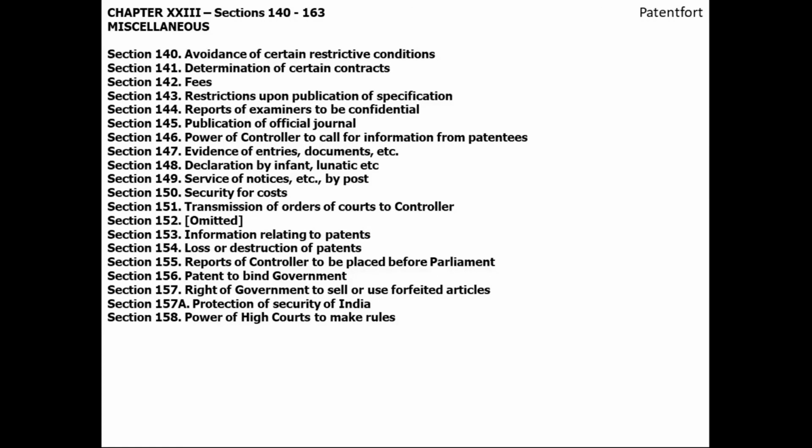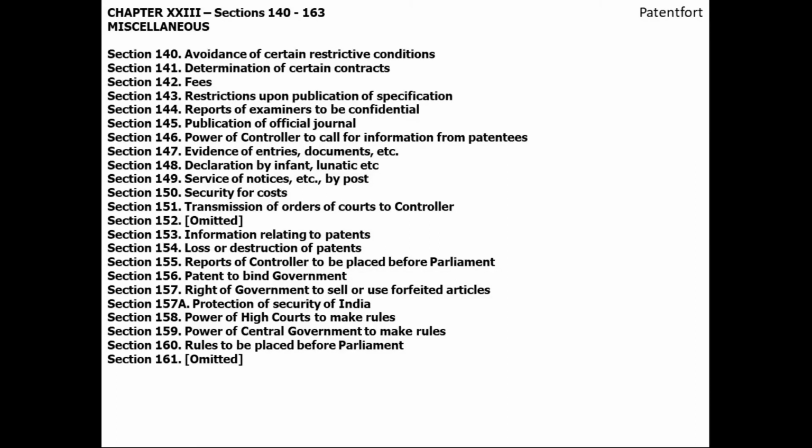Section 158. Power of High Court to make rules. Section 159. Power of central government to make rules. Section 160. Rules to be placed before the Parliament. Section 161 omitted. Section 162 repealed. Section 163 omitted. The end.